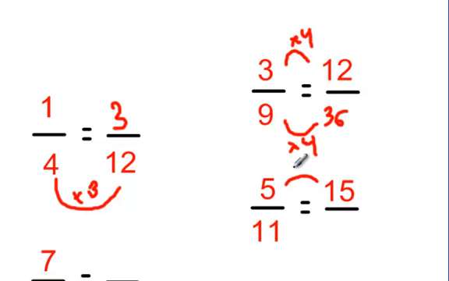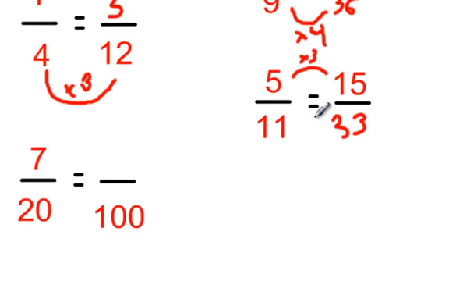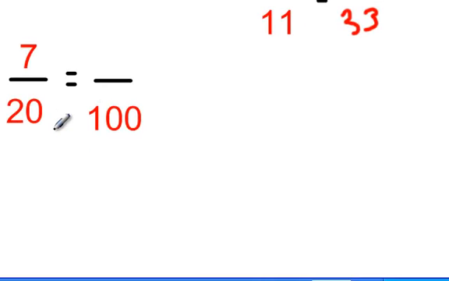To 5 from 15, I do times 3. 11 times 3, that's 33. And then finally, to get from 7 over 20 to something over 100, well, 20 times what equals 100? It would be times 5. And so I do the same thing up here. 7 times 5 is going to be 35.